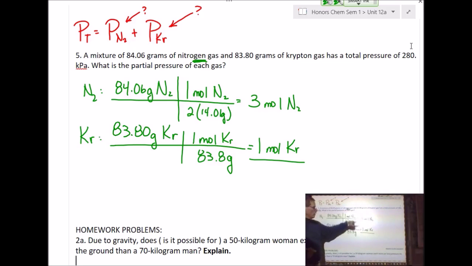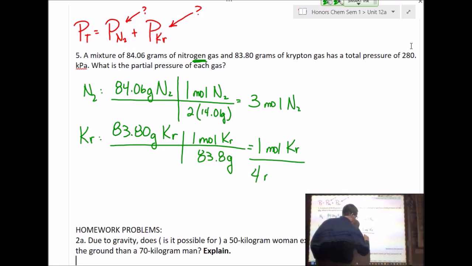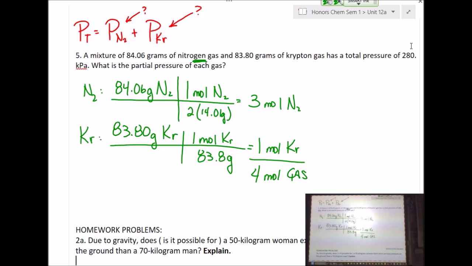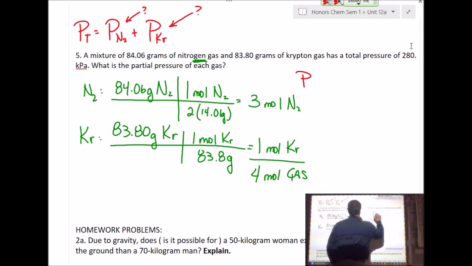So we're going to take the total number of moles, add those together, so we get 4 moles of gas. Again, looking at the example that I gave you with the hydrogen and the helium, mix those 2 gases together, they're not going to form anything new. So now that we have our total moles of gas, I want to find out what the partial pressure is for each of these.